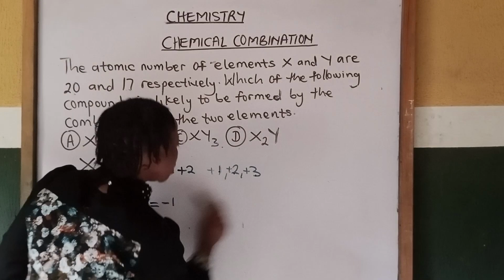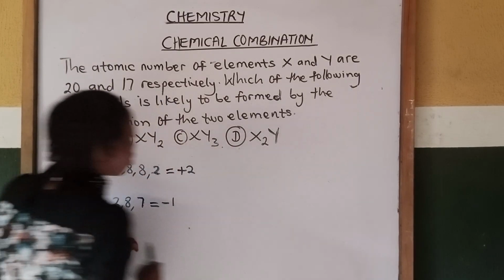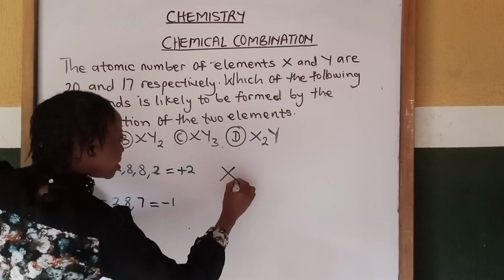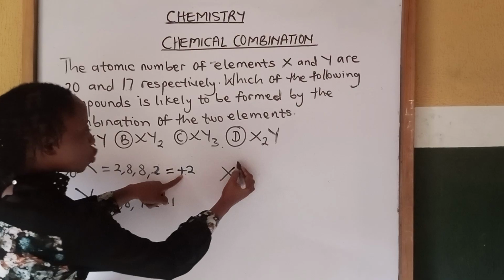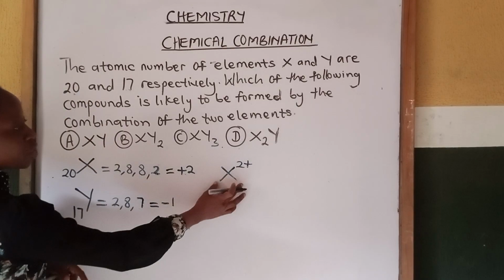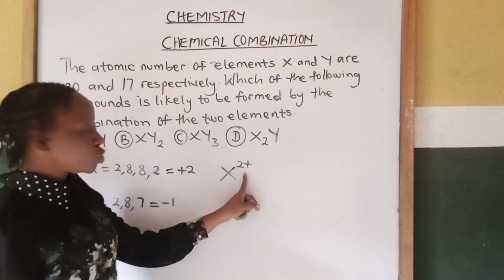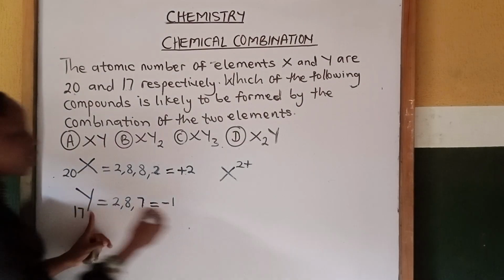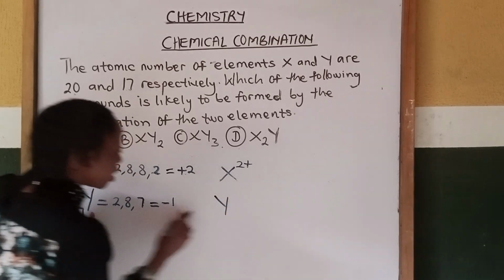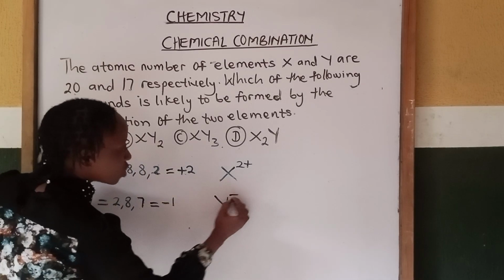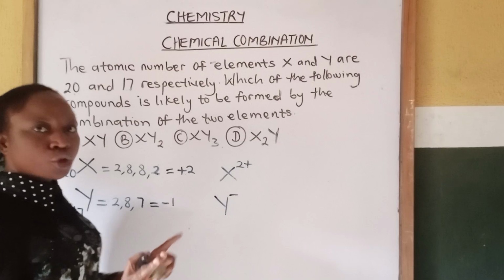Now, let's write them in the form of ions. X, to be an ion, will now be X raised to power 2 plus. So this is not an atom anymore. This is an ion, the X ion. Let's write Y in the form of an ion. The charge on it is minus 1, so that is Y minus. This minus means minus 1.